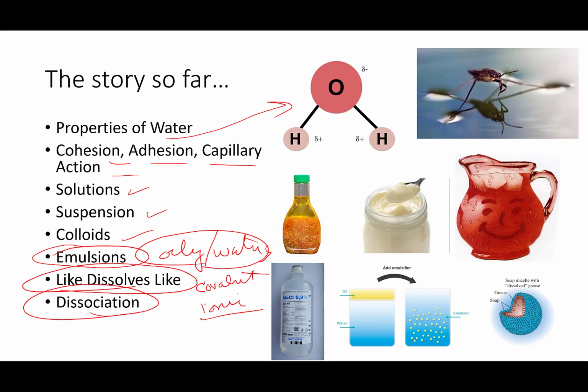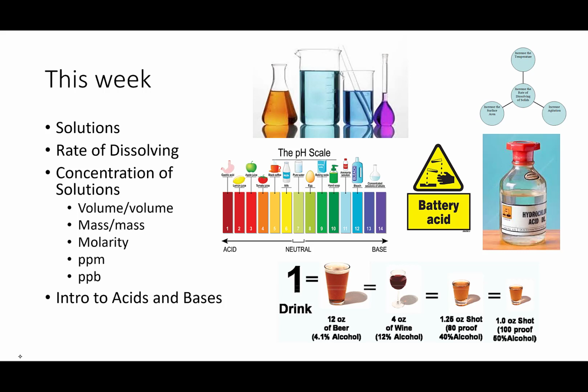We mentioned dissociation, the fact that if you take an ionic compound in solution, it breaks into ions, and that is a constant process of breaking into ions, coming back together, and breaking back into ions. Well, this week, as we continue with our discussion of solutions, we are going to talk about what affects the rate of dissolving. How quickly do things dissolve?